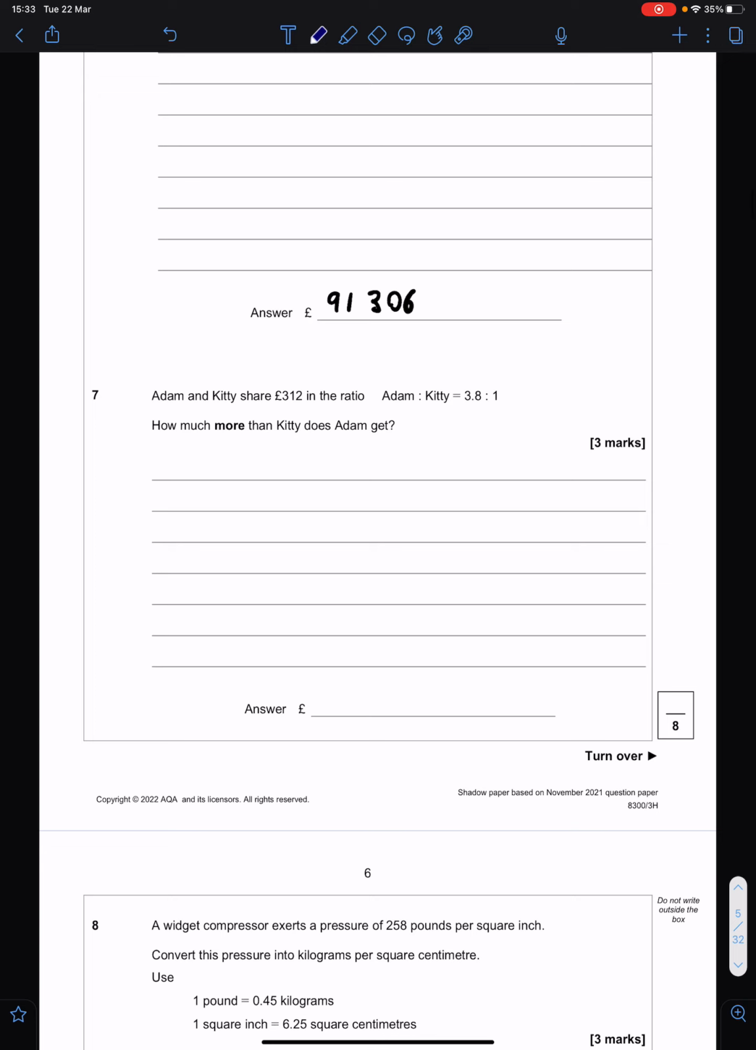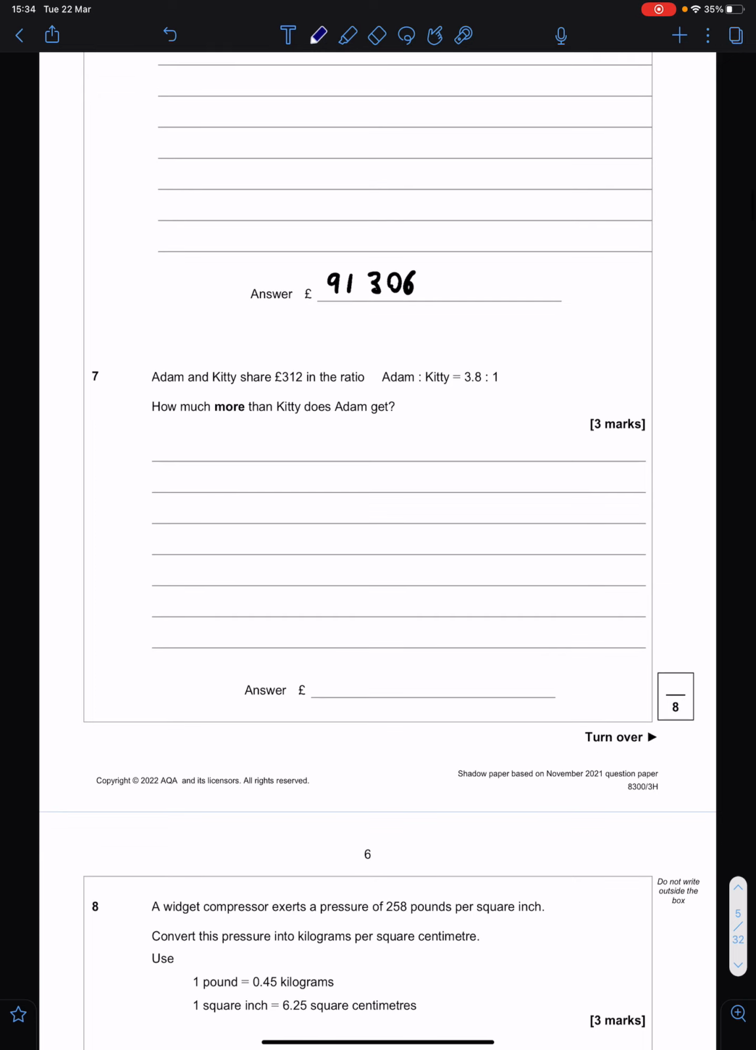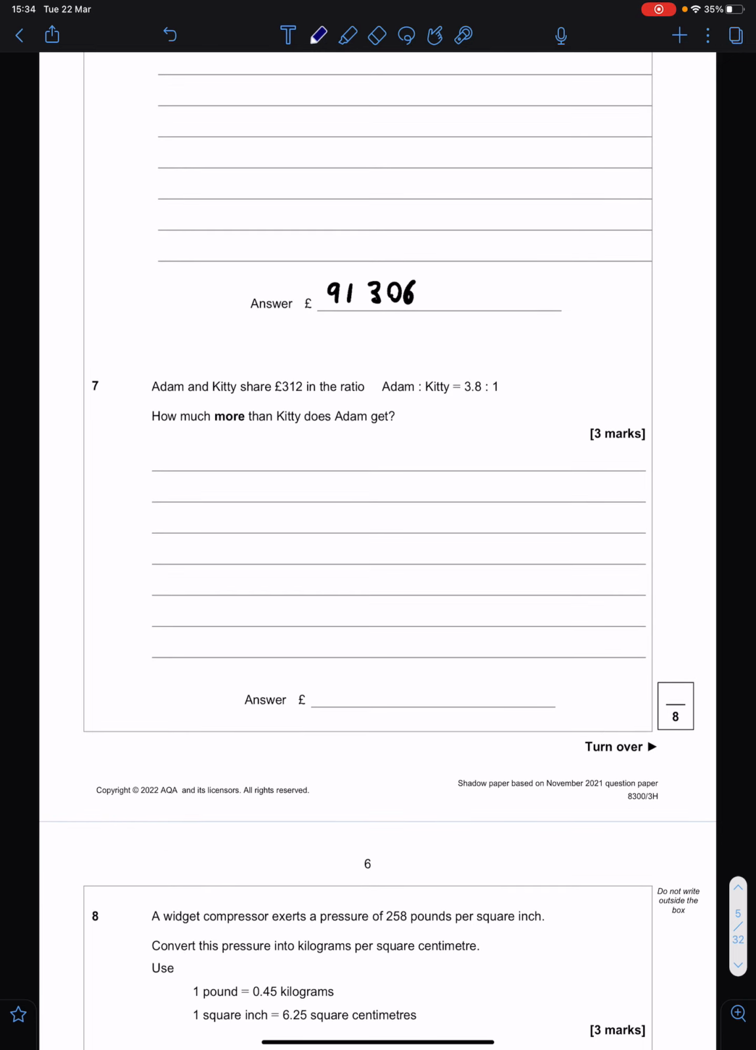All right. So next. Adam and Kitty share £312 in the ratio 3.8 to 1. What a ratio. How much more than Kitty does Adam get? Okay, right. I nearly read that incorrectly. Notice how I'm reading this question many times, or maybe you won't notice, but I'm reading it a lot of times just to understand. So Adam gets more money. How much more does he get?